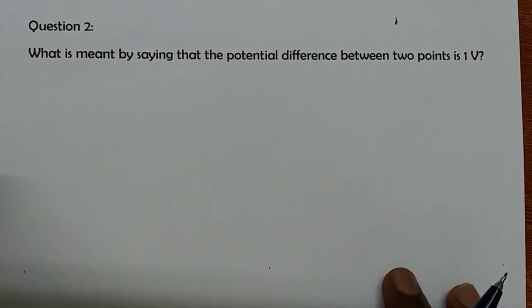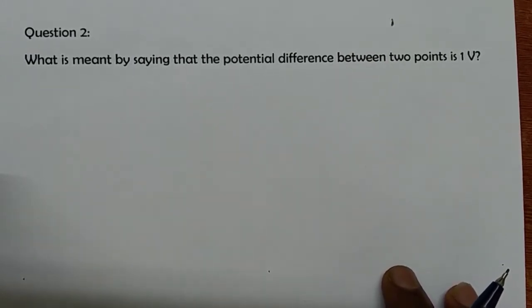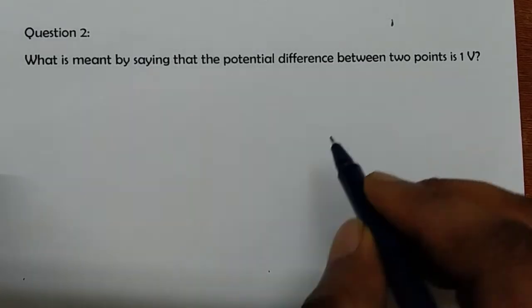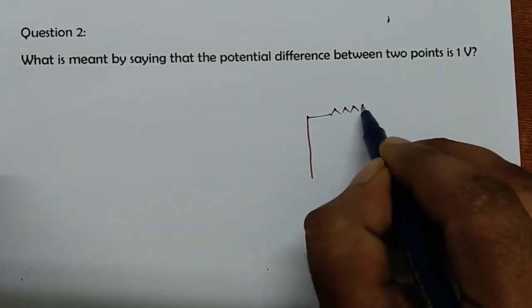And we'll go for the next question. What is meant by saying that the potential difference between 2 points is 1 volt? It means 1 joule of work is done in moving 1 coulomb of charge from one point to another. For example, we have the same circuit here.